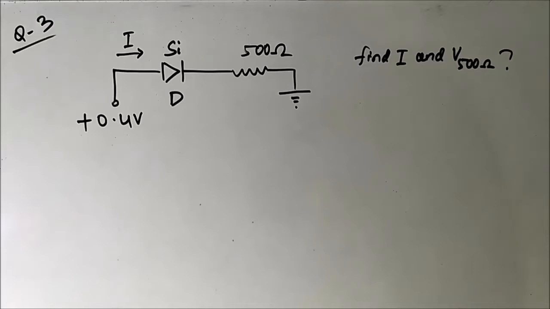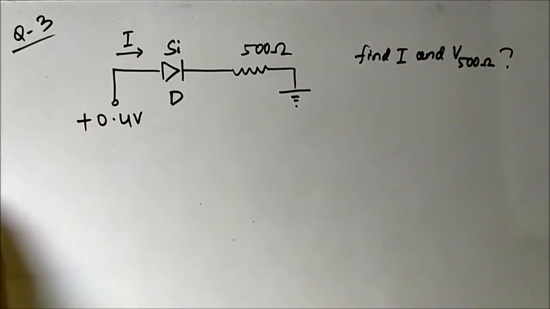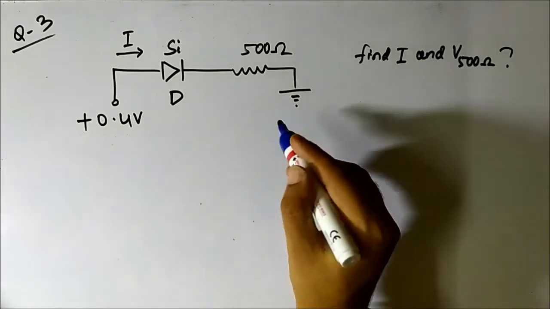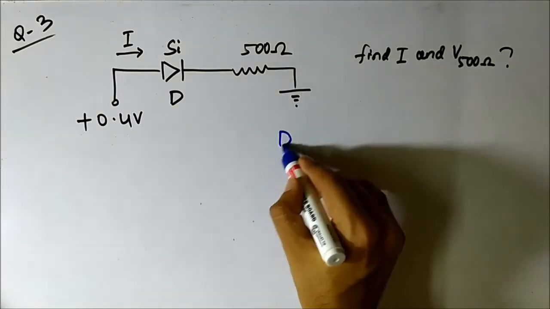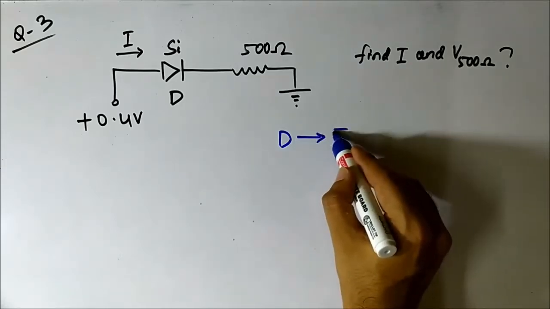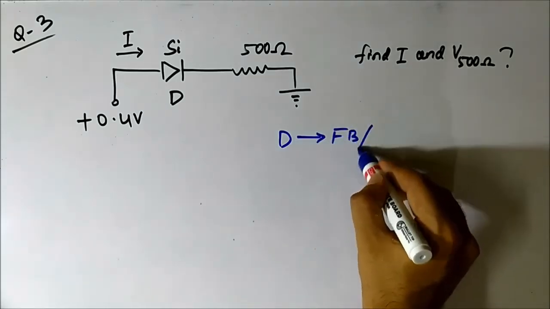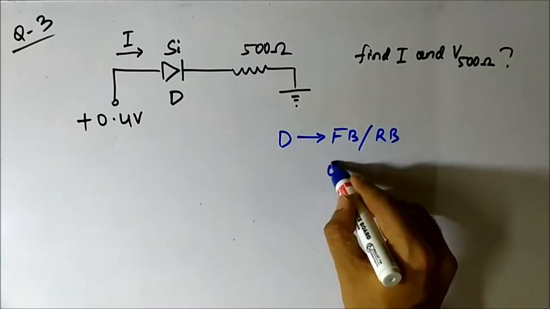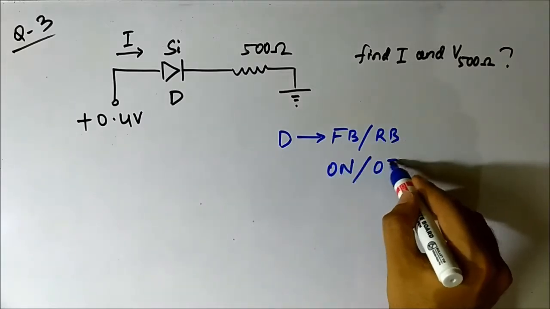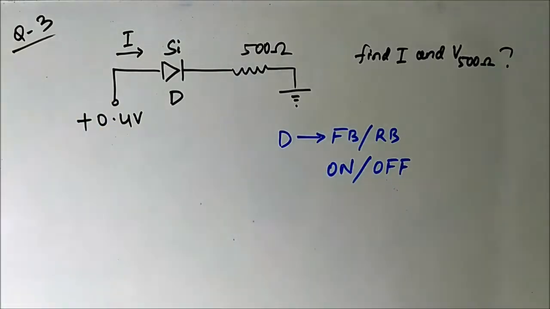So again, like we did in all the previous questions related to diode connections, the first most important thing to determine is the state of the diode. Whether it is forward biased or reverse biased, or on or off. So there are two ways to do this. Again, for your better understanding, I will be using both the methods.